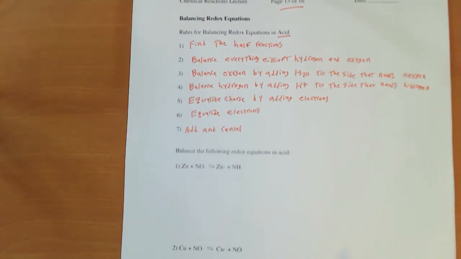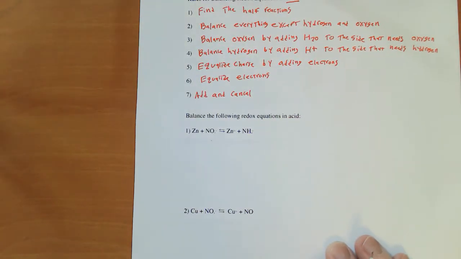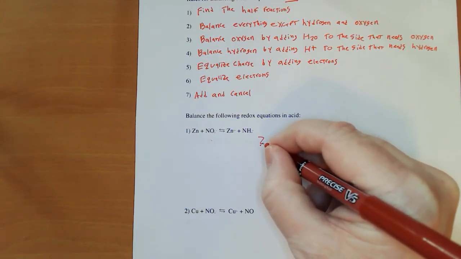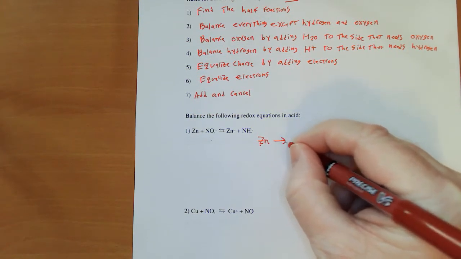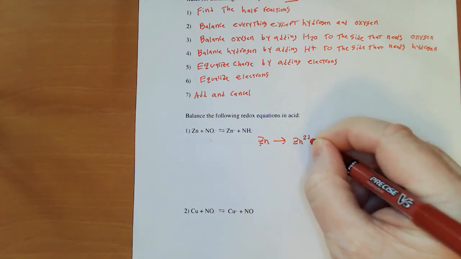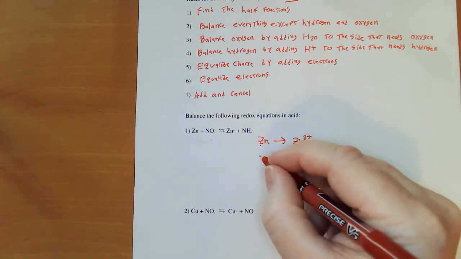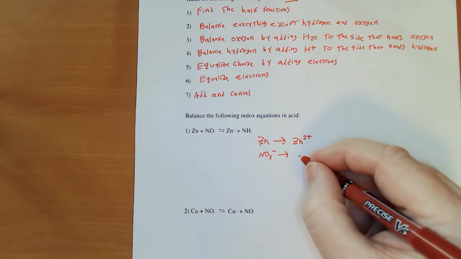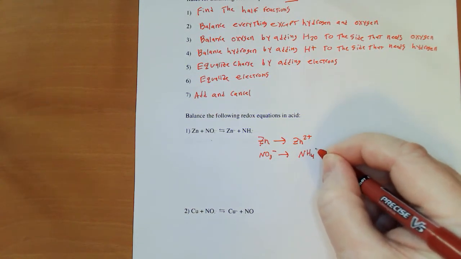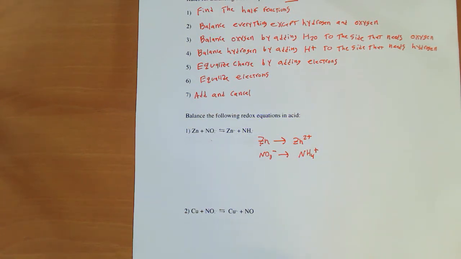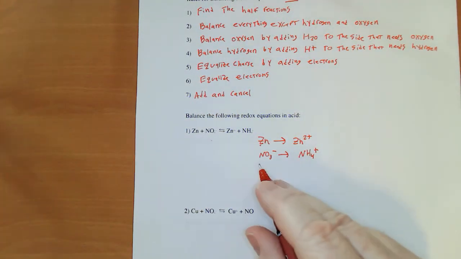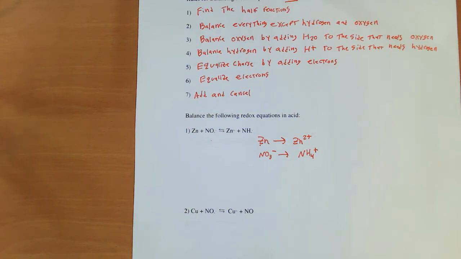All right, let's follow these steps and look at our first example here. Find the half reactions. I'm going to take zinc and turn that into zinc 2 plus, and I'm going to take nitrate, NO3 minus, and turn that into ammonium, NH4 plus. Then I'm going to do step 2. I've got 1 zinc and 1 zinc, that's balanced. 1 nitrogen, 1 nitrogen, that's balanced, so no big deal there.